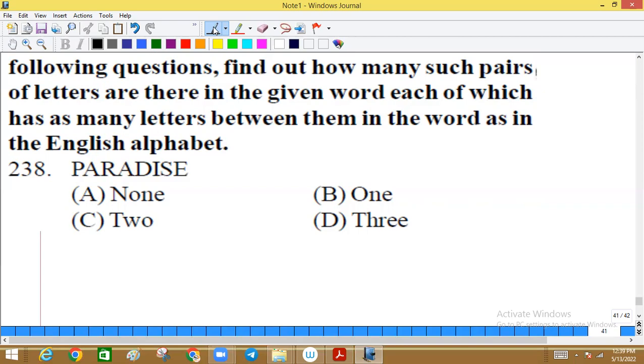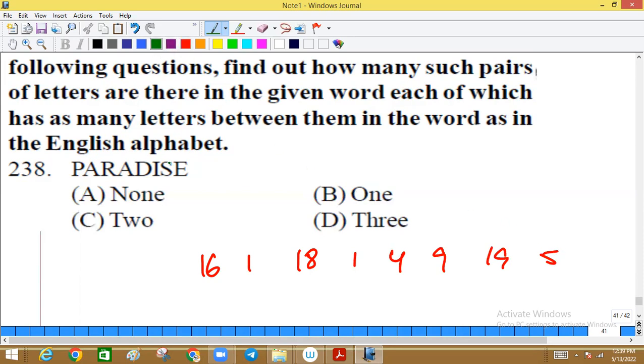Or shall I explain the first one? This one? I will explain this one. For the sake of simplicity, I am changing the paradise into numbers. Otherwise, you can do it normally also. For example, P is what? 16, A 1, R 18, A 1, D 4, I 9, S 19, E 5.